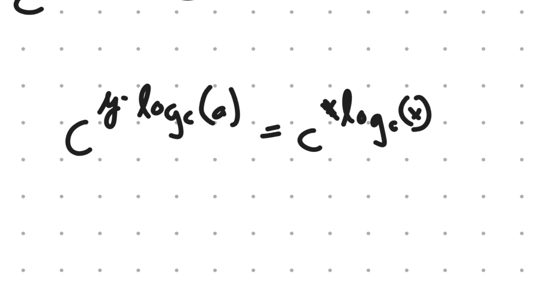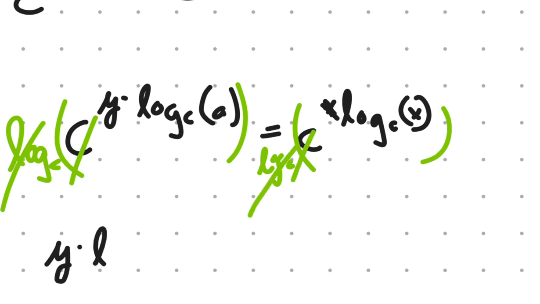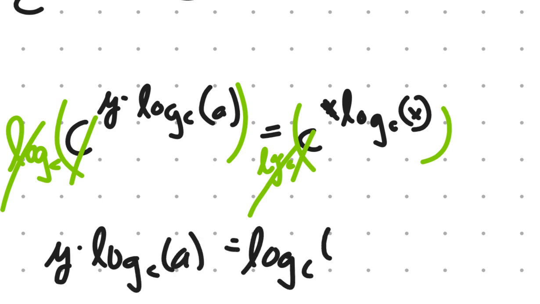Now we cancel out the c as a base by introducing the log of base c on both sides, canceling out the log of c and the log of c. Then we get y times log base c of a is equal to log in base c of x.